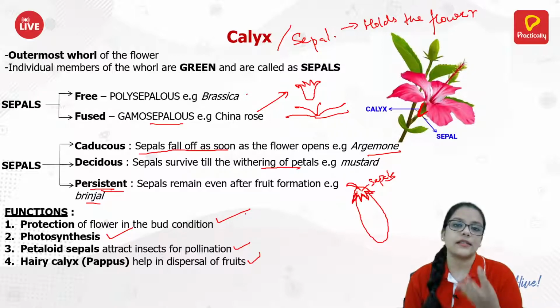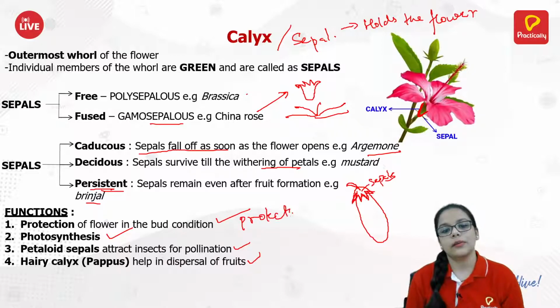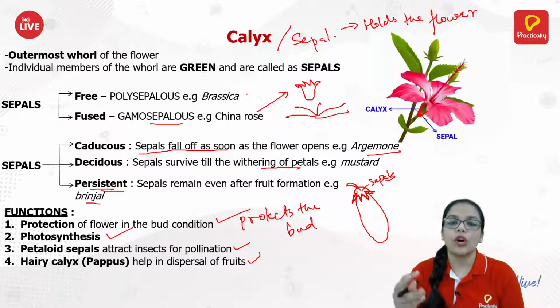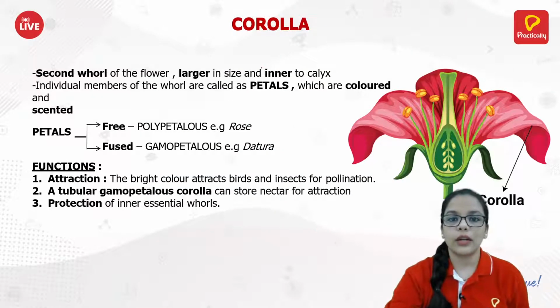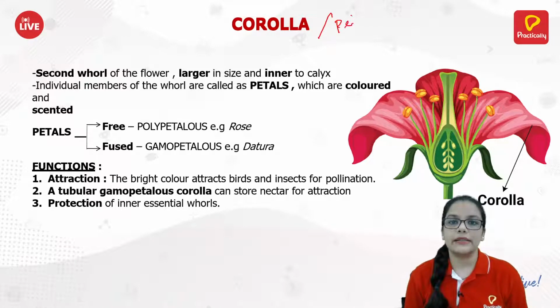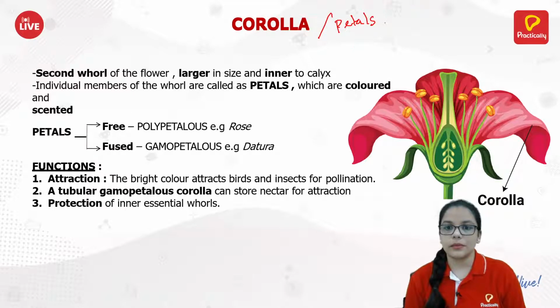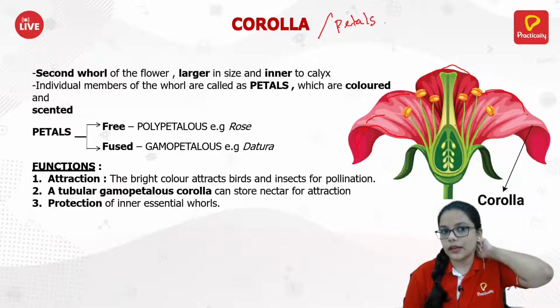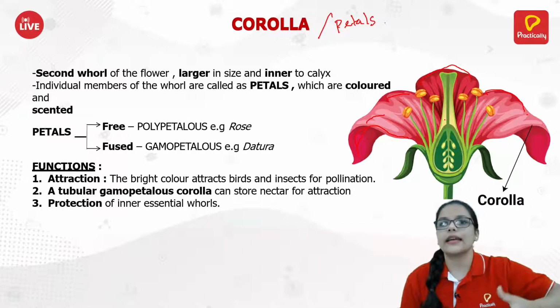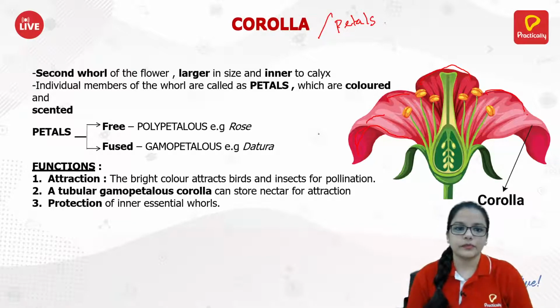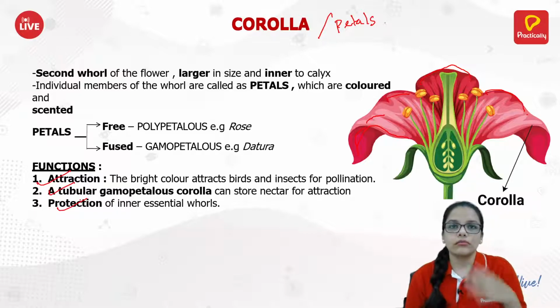And it protects. Basically, as I said, it holds and protects the bud. It's small when it hasn't grown up, and at that time it protects it. Okay, corolla. Corolla basically means the petals. Here you can see this is a beautiful picture of a flower. These fleshy pink parts are known as the petals. This is the petal. The basic work of a petal is to attract insects so that pollination occurs. They also store nectar and provide protection of the inner essential whorls.